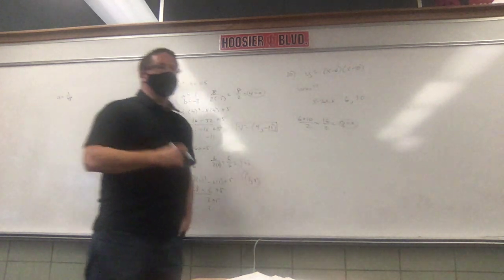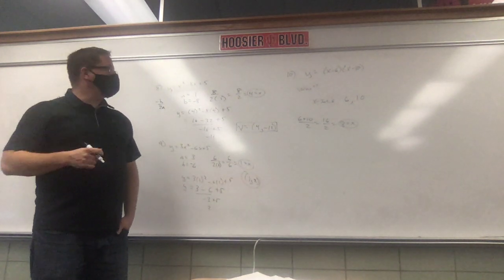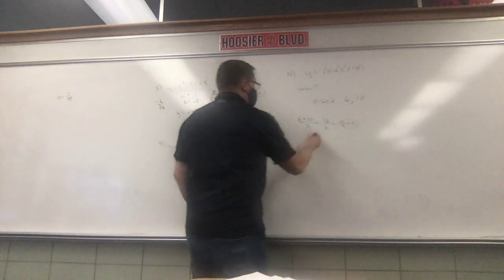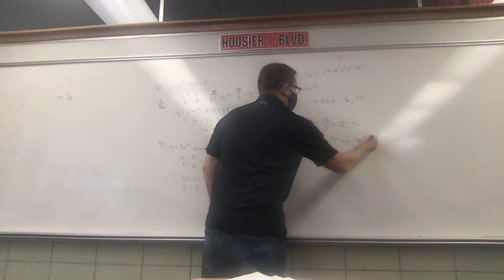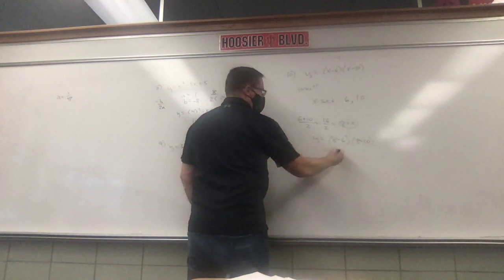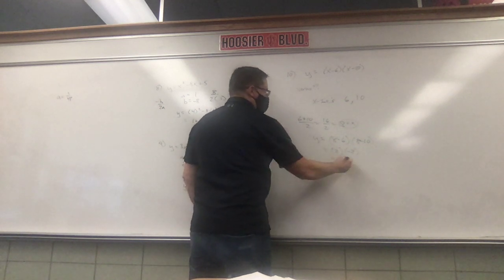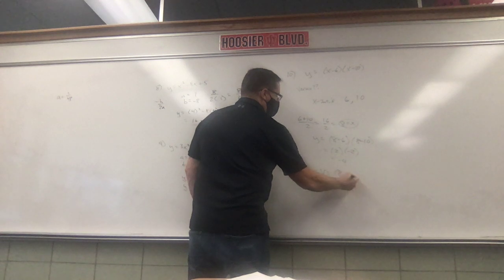Now, someone already answered this. How are we going to find the y value? Plug in 8 for the x. Which x? Both. Y equals 8 minus 6 times 8 minus 10. So 8 minus 6 is 2, 8 minus 10 is negative 2, 2 times negative 2 is negative 4. The vertex is (8, negative 4).